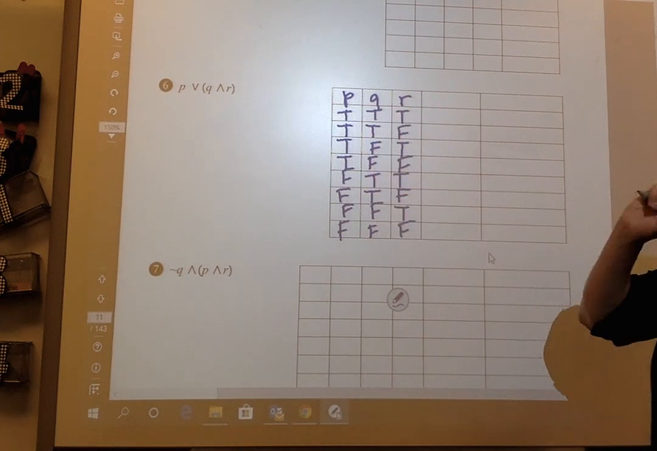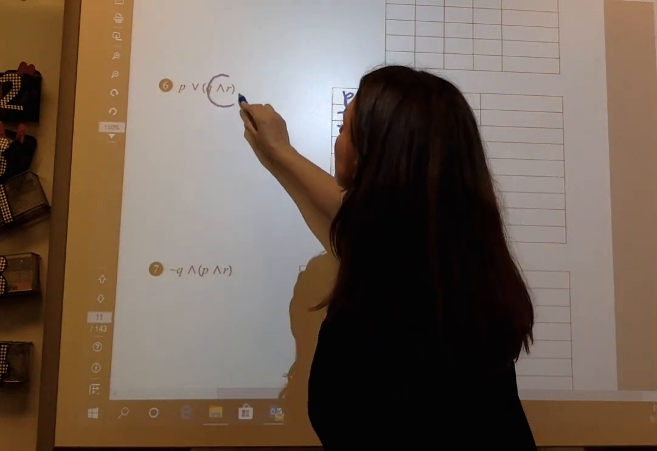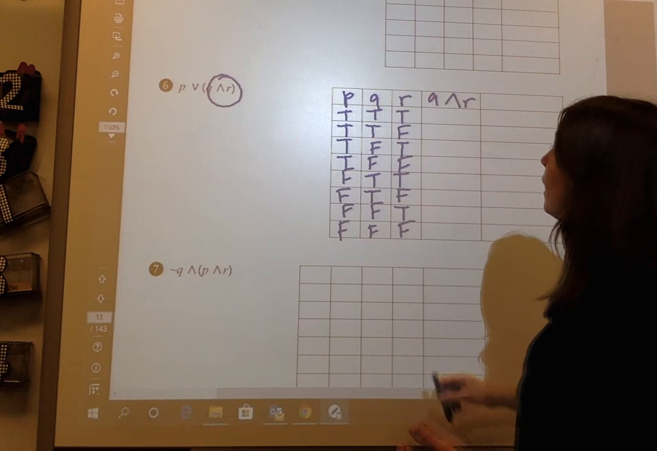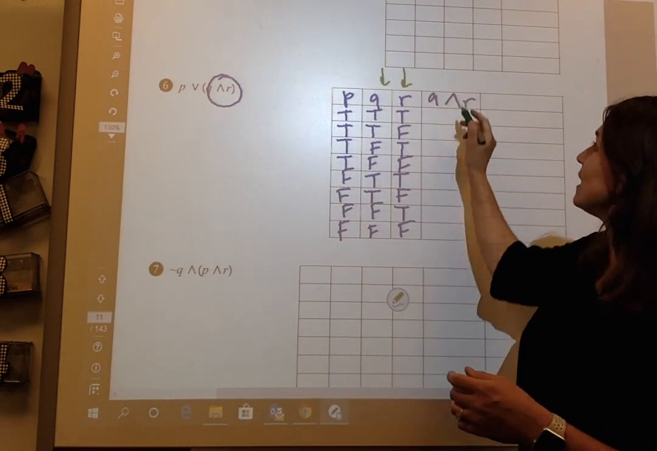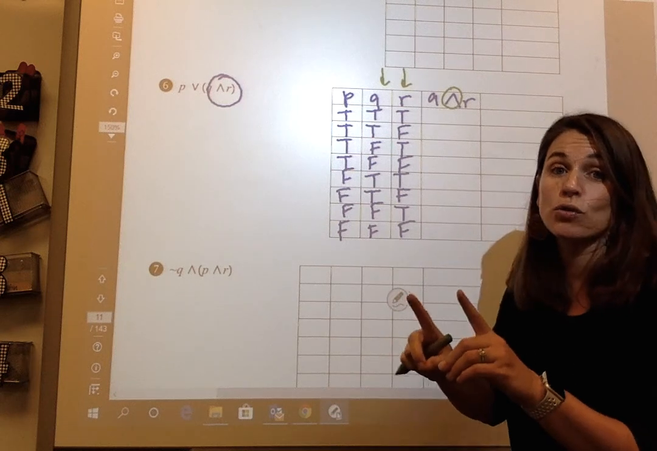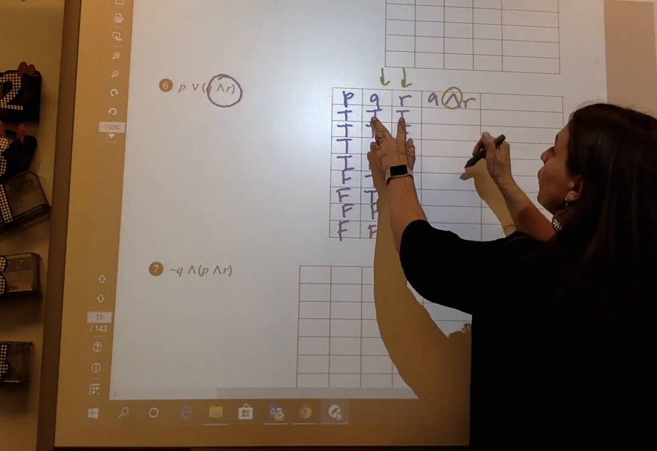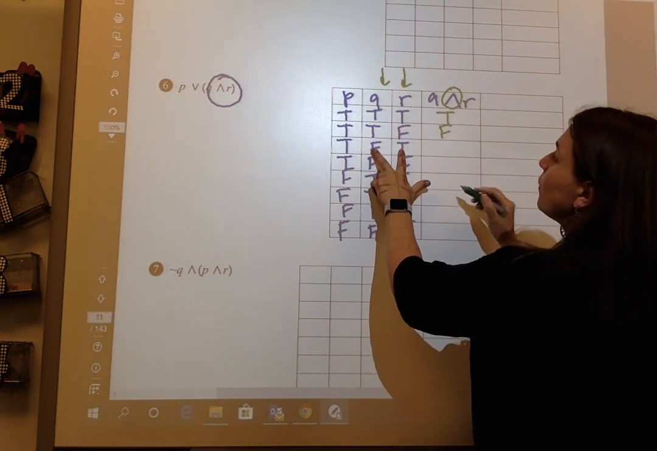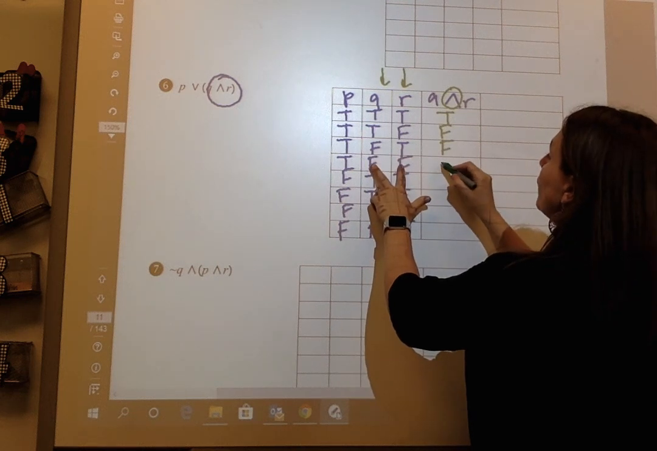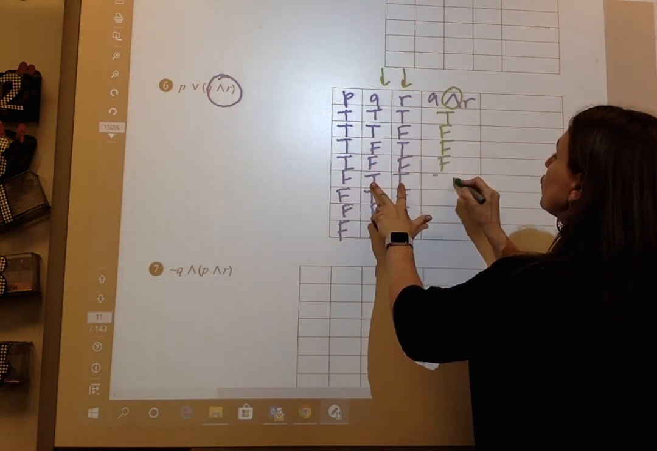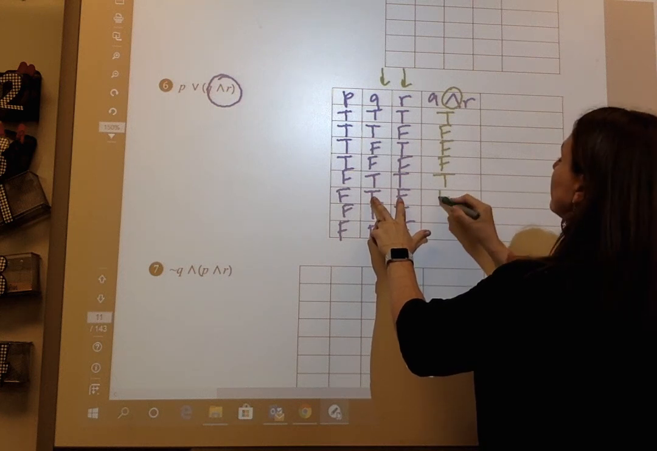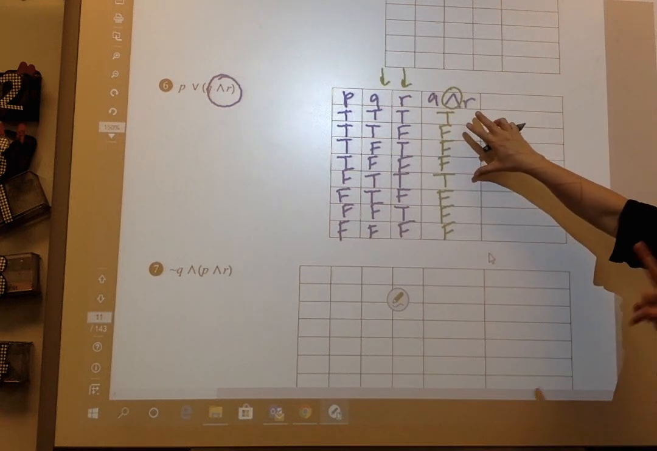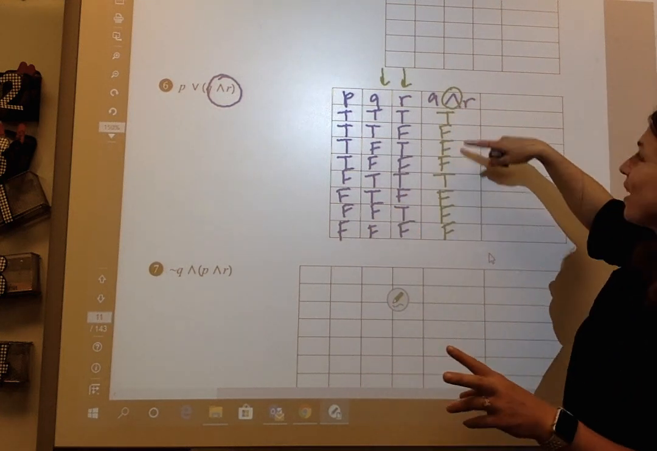All right, so I've listed the combinations, and now I'm going to look at this one first. Q and R. So remember, I'm going to compare Q and R. It's an and statement, so both of those have to be true. So here's Q and R. Both true, that's a true statement. One of them's false, so it's a false statement. One of them's false, it's a false statement. False statement. Both true, so this is a true statement. Not true, that one's false, and that one's false. So there's only two truth statements that are true.